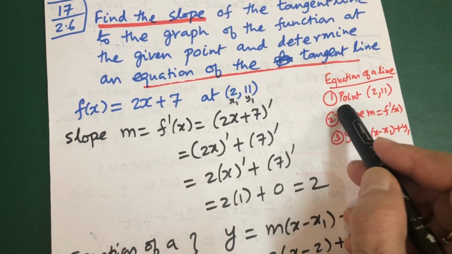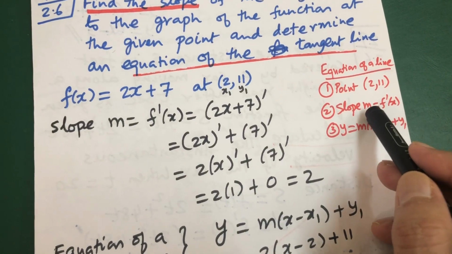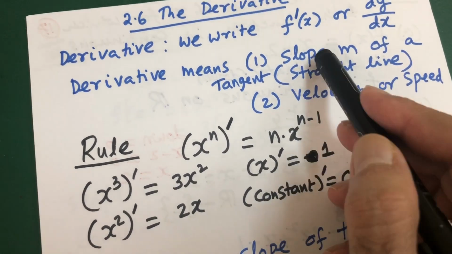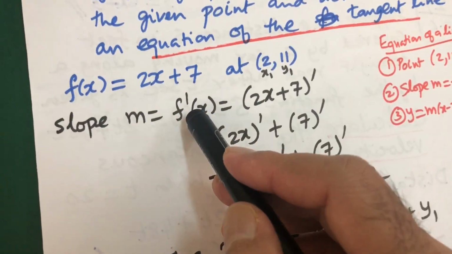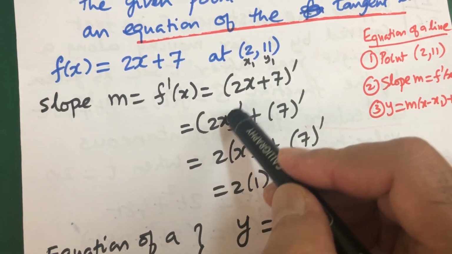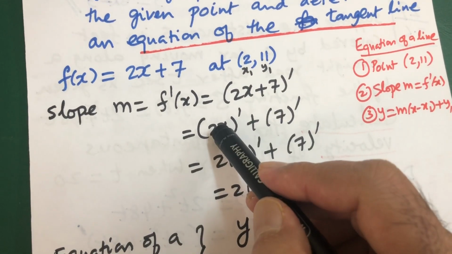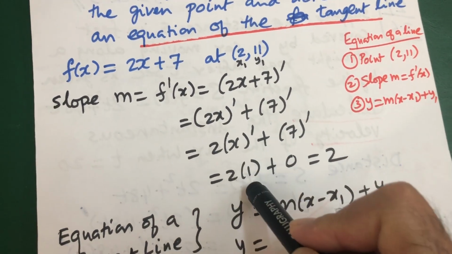f(x) is 2x plus 7. The point (2, 11) is given, that is x1, y1. Slope: how to get the slope? Slope is nothing but the derivative. Derivative means slope and velocity. So m is equal to f dash x. The derivative of 2x plus 7: the derivative of 7 is 0. 2 will not participate, only x will participate in the derivative. So the derivative of 2x is 2.